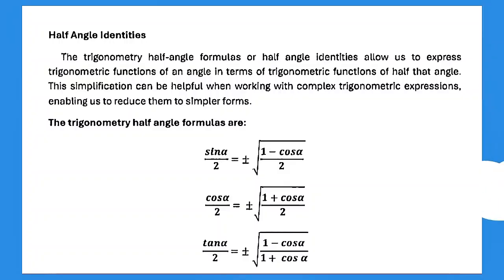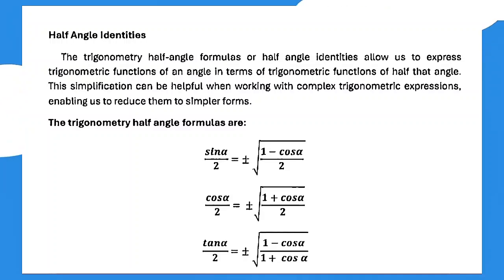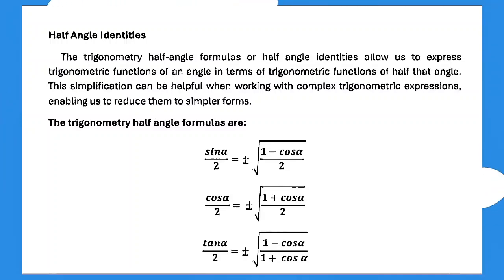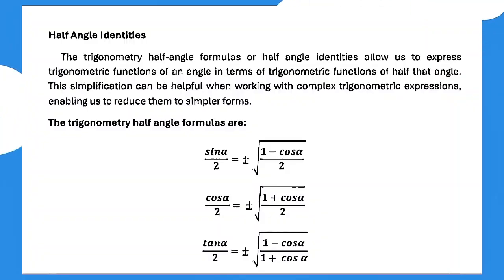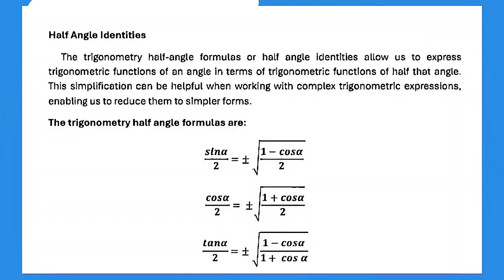The trigonometry half-angle formulas are: sine of alpha over 2 is equal to plus or minus square root of (1 minus cosine alpha) over 2. Next, cosine of alpha over 2 is equal to plus or minus square root of (1 plus cosine alpha) over 2. The last one is tangent of alpha over 2 is equal to plus or minus square root of (1 minus cosine alpha) over (1 plus cosine alpha).